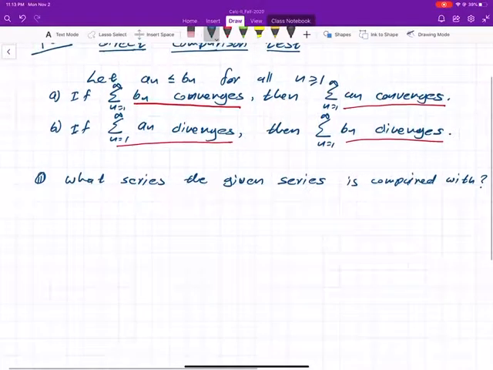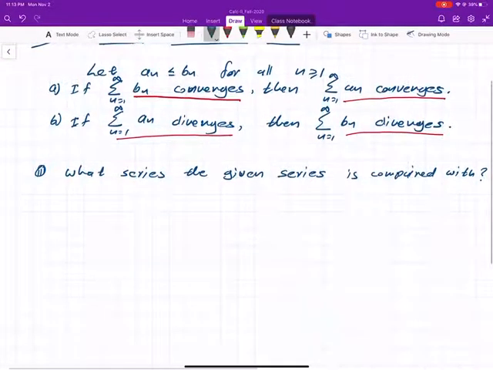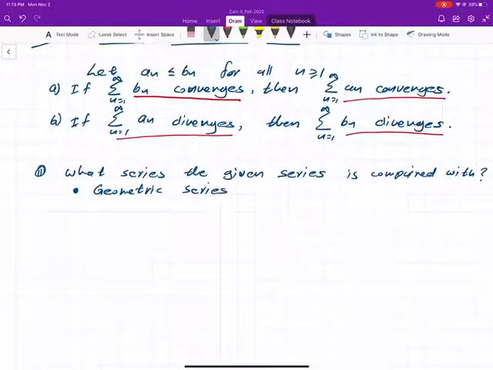For that you can use some known series. You have learned a few series so far, which are well-known series. The first well-known series for you is geometric series. Okay, you know how to determine convergence and divergence of geometric series. And then next thing is telescoping series.